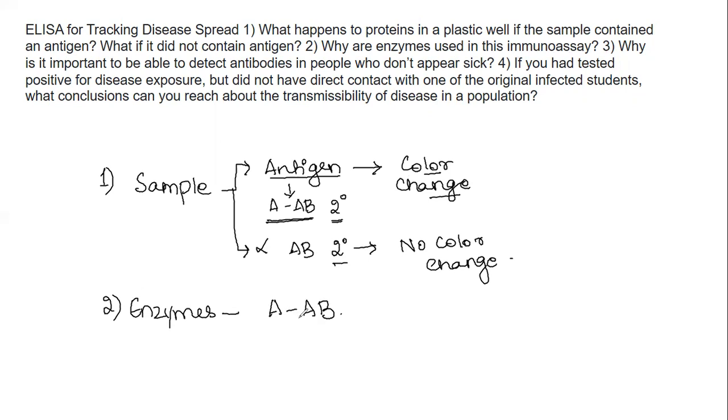Now the antibodies which have been linked with the enzymes compete with the primary antibody. This can actually indicate if our sample had antigen or not. There won't be any color change if there is no antigen, and there would be a color change if there is antigen. So the enzyme, by tracking the interaction between antigen and primary antibody, indicates the presence or absence of the antigen.